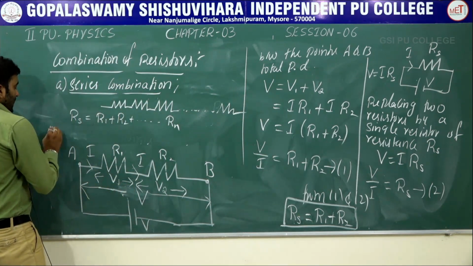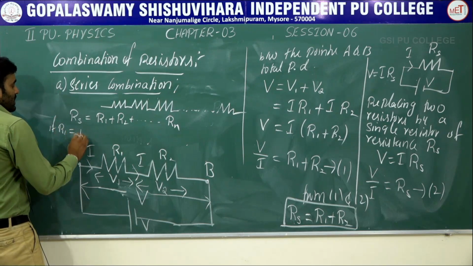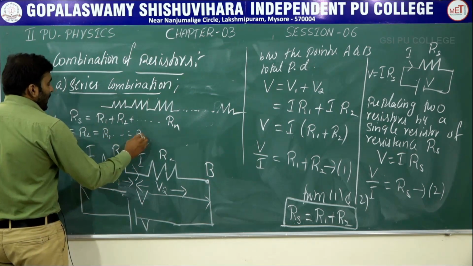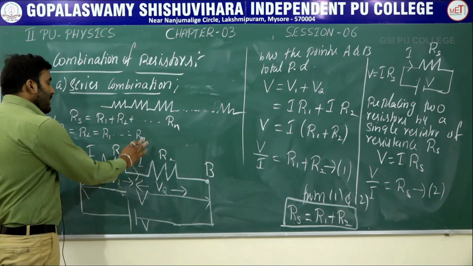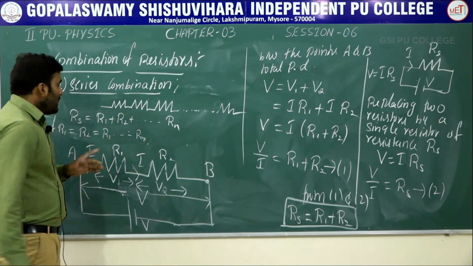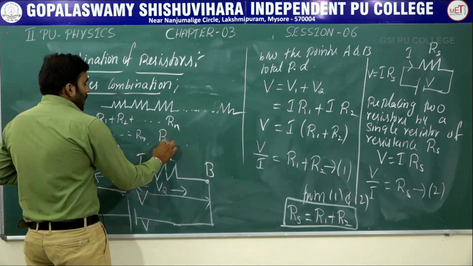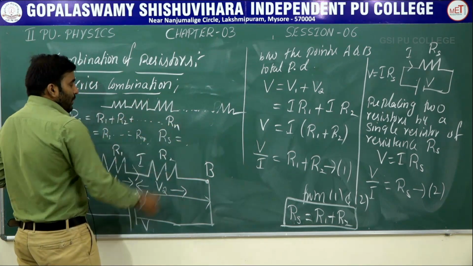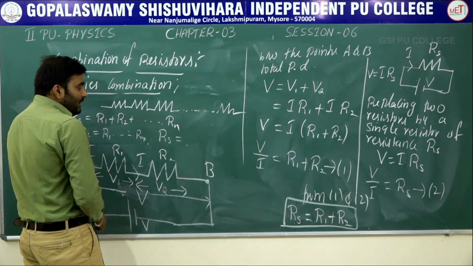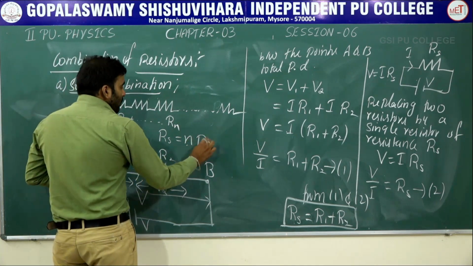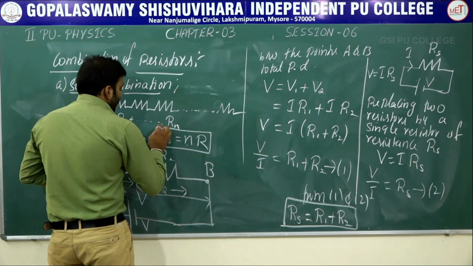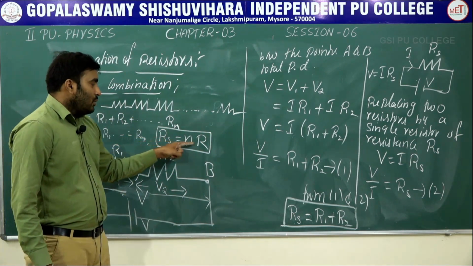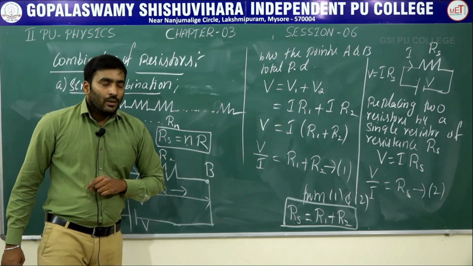In a special case, if R1 equals R2 equals R3 equals up to Rn, all the resistors having the same value of R, then what happens to the equation? Rs is equal to, if I add R n times, we get N into R. So this is the effective resistance when the resistors are connected in series. Rs is equal to N times R.